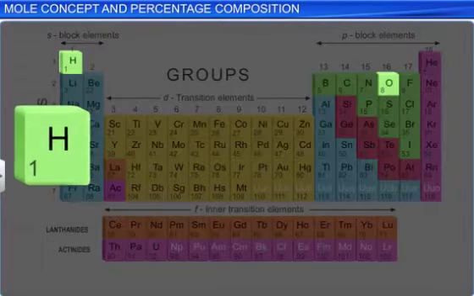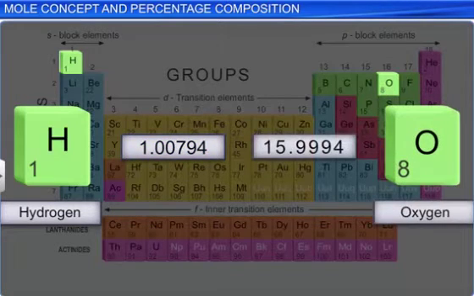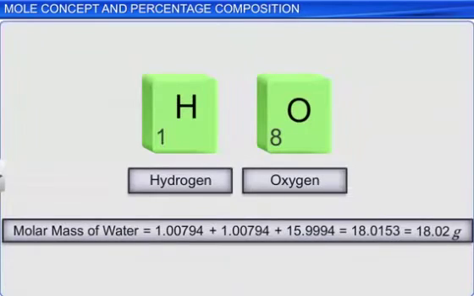The atomic mass of hydrogen is 1.00794 and the atomic mass of oxygen is 15.9994. If we add the atomic masses of 2 hydrogen atoms and 1 oxygen atom, we get the molar mass of water as 18.02 gram.